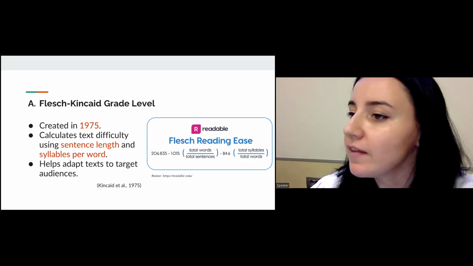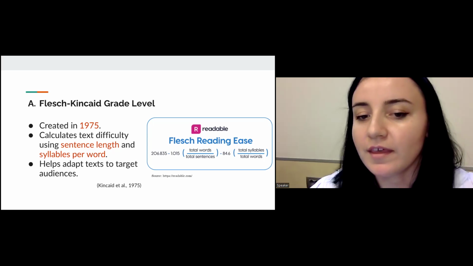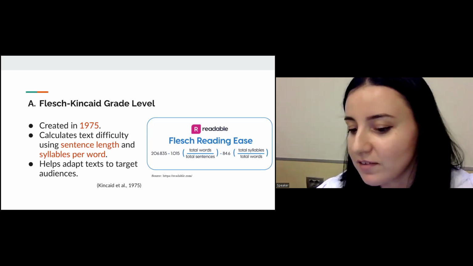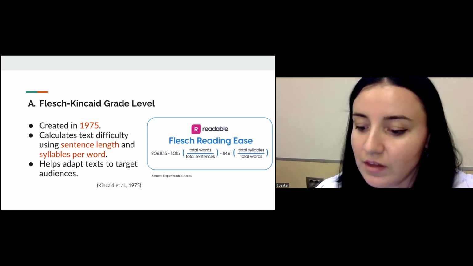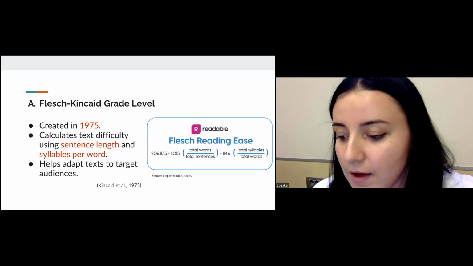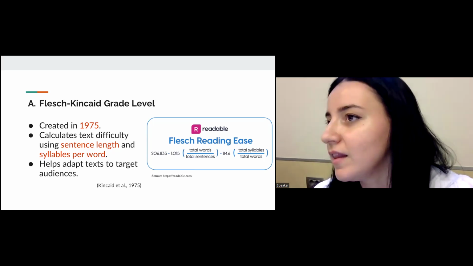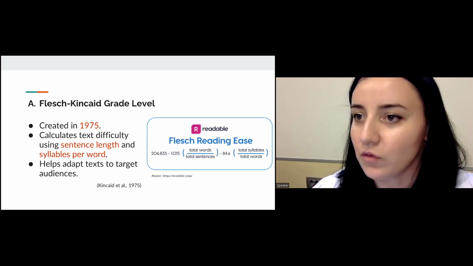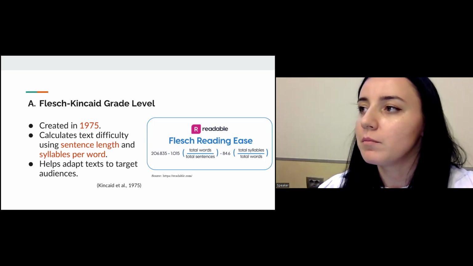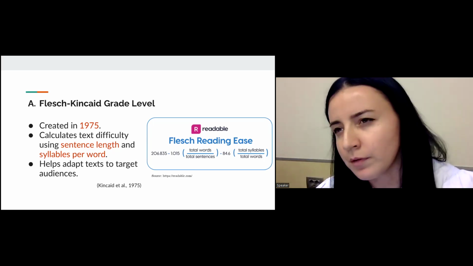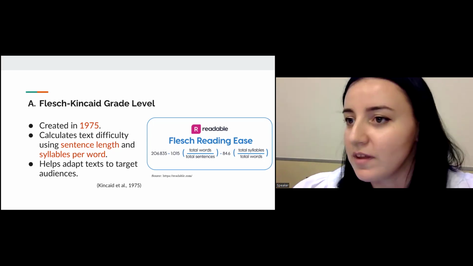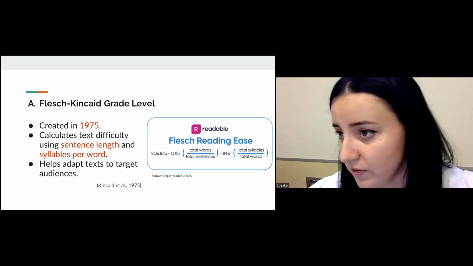Flesch-Kincaid grade level, you're familiar with this one, I think. It was created in 1975, and it calculates text difficulty using sentence length and syllables per word. It is used mainly in the educational field, and it helps not readers, but writers and educators to adapt their text to the target audience that they have.